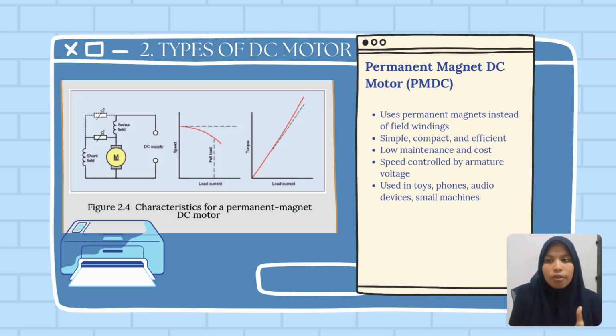Speed control is achieved by varying the armature voltage, usually using an electronic controller. Permanent magnet DC motors are widely used in small devices such as toys and mobile industrial equipment, and they provide nearly linear torque over their normal operating range.